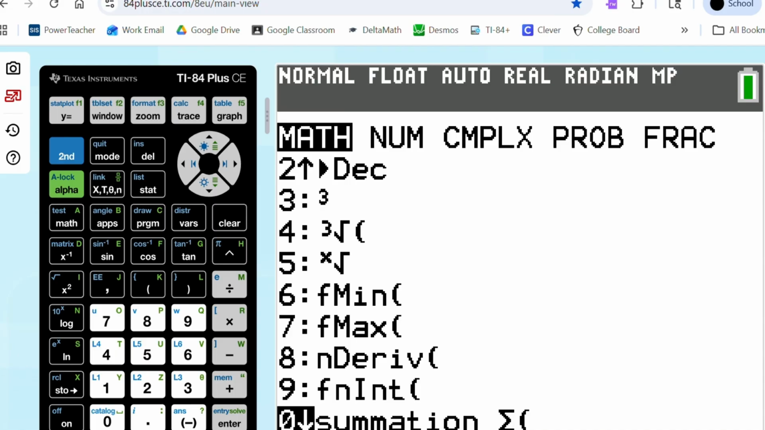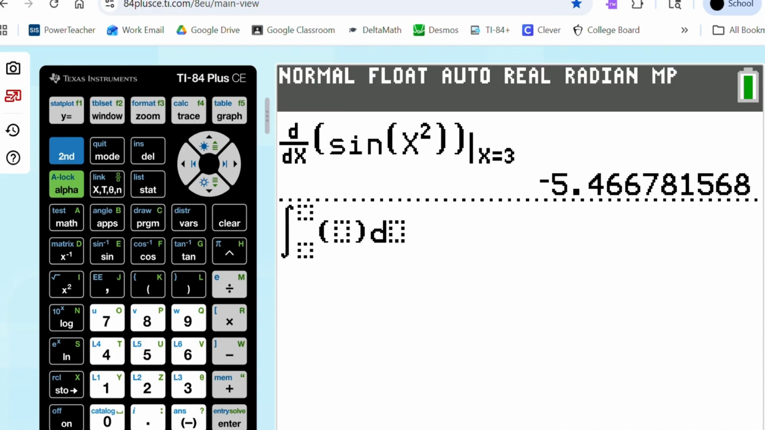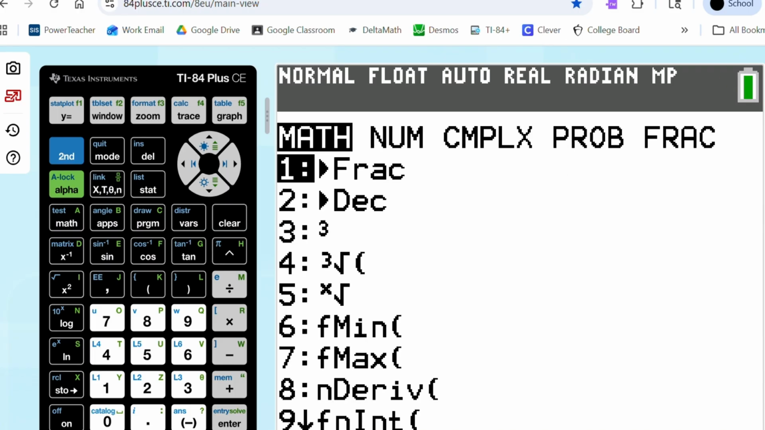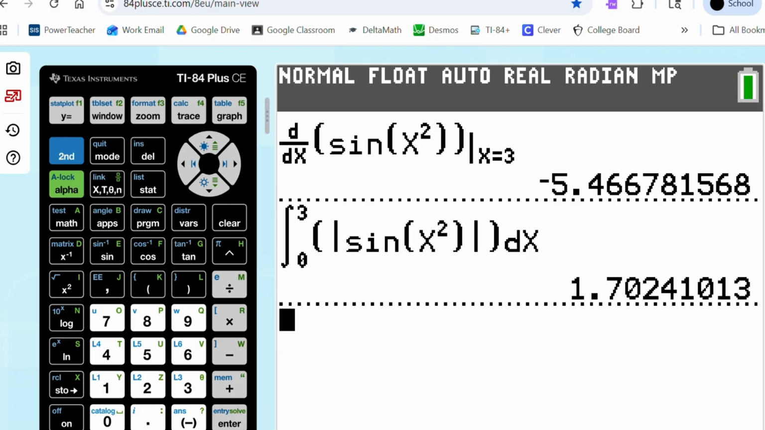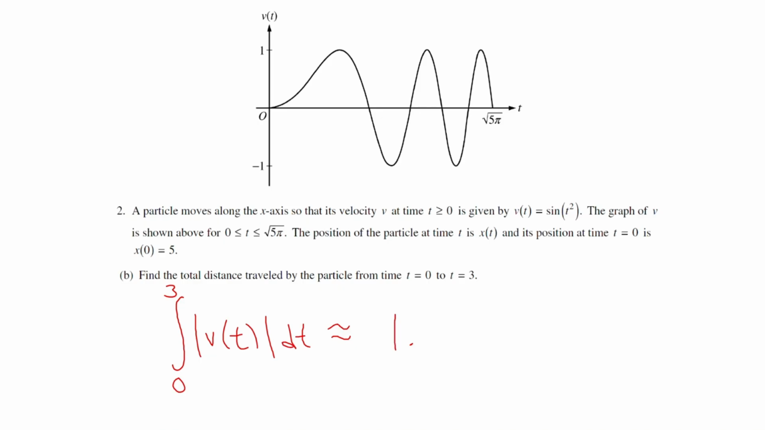Option number 9, fnInt. And we'll just integrate from 0 to 3, the absolute value, which is math, and then the second column over, number 1, of our velocity function, which is the sine, again, of x squared. And we'll put our dx out here, and we get an answer of 1.702. And this time they gave you 2 points for this, 1 point for the correct setup, and 1 point for the answer.